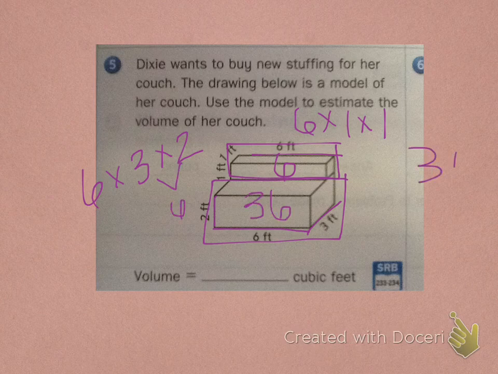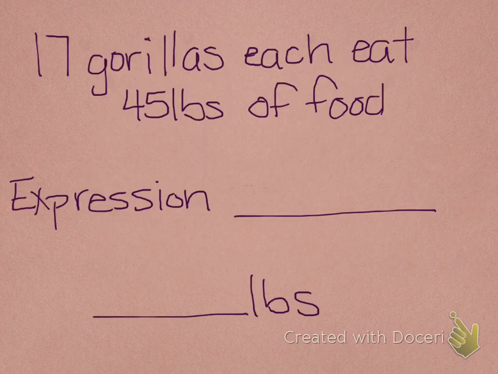I have to add them together. 6 plus 6 is 12. Carry the 1. 4. My answer is 42 cubic feet.